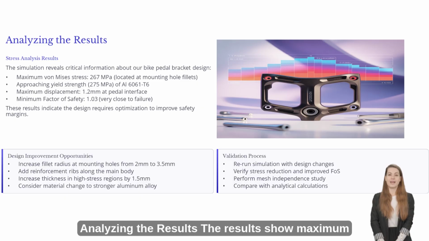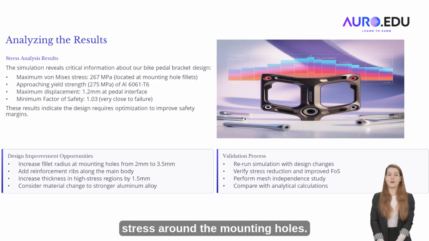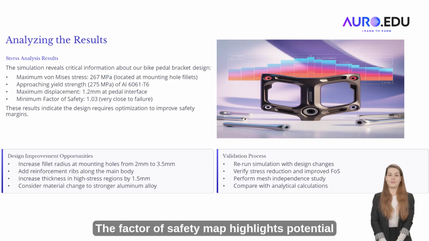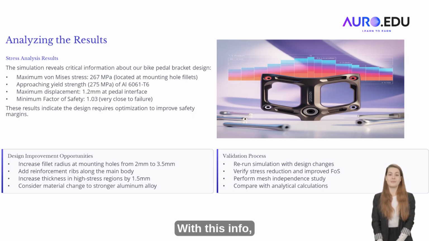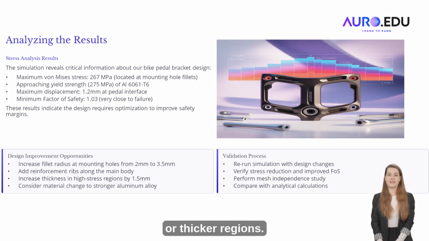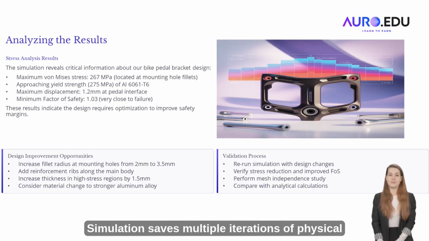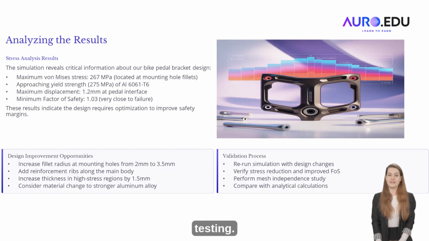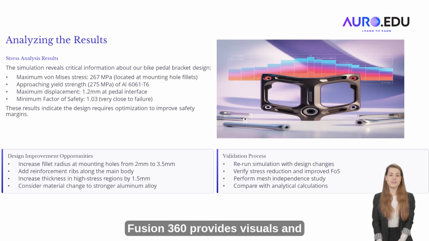17. Analyzing the results. The results show maximum stress around the mounting holes. The factor of safety map highlights potential failure zones. With this info, we can redesign the bracket with fillets or thicker regions. Simulation saves multiple iterations of physical testing. Fusion 360 provides visuals and data that are easy to interpret, even for beginners.